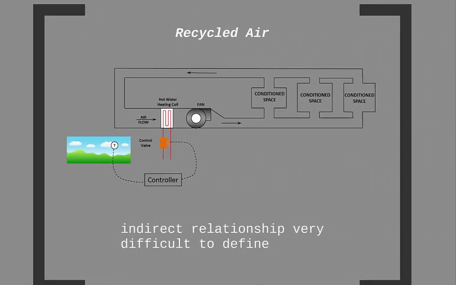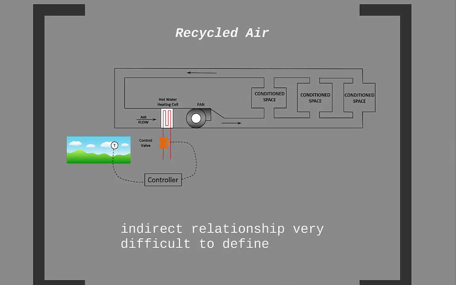Imagine if the air entering the coil is not coming from outside. Rather, it is being recycled from the spaces being conditioned. The control variable would still be the discharge air temperature off of the coil. A drop in outdoor air temperature would mean increased heat loss from the conditioned spaces to the environment, and thus a slight drop in the temperature of the air being returned to the coil, which in turn would affect the temperature of the air leaving the coil.